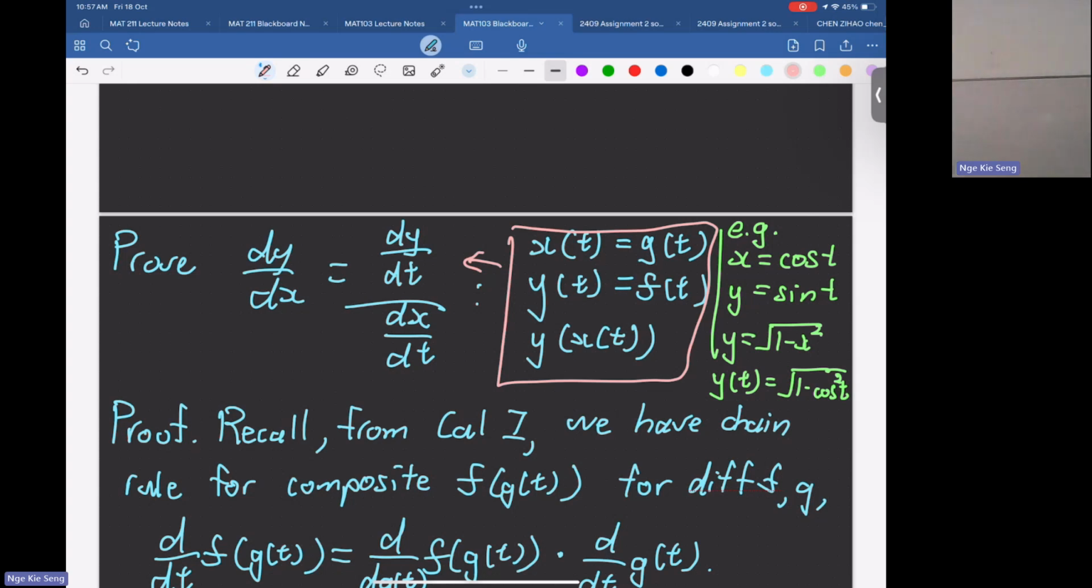Make sure that your g(t) and f(t) are differentiable. From this formula, you can already see why: because you need to differentiate, so you need your x and y to be differentiable.